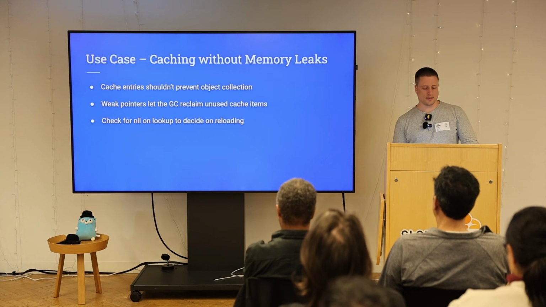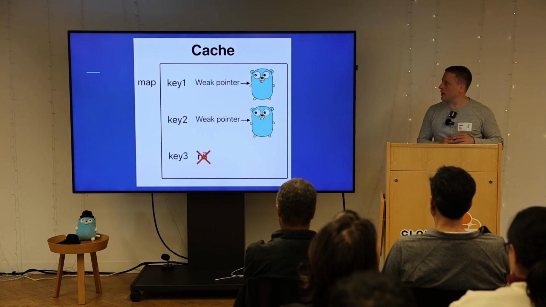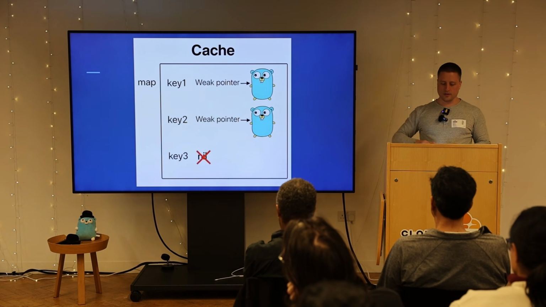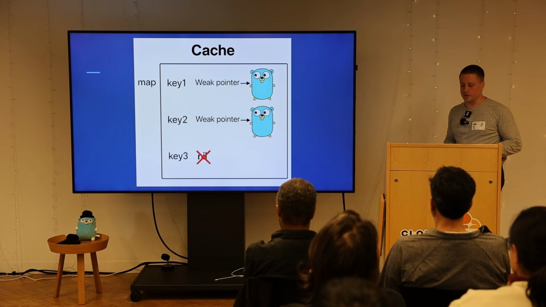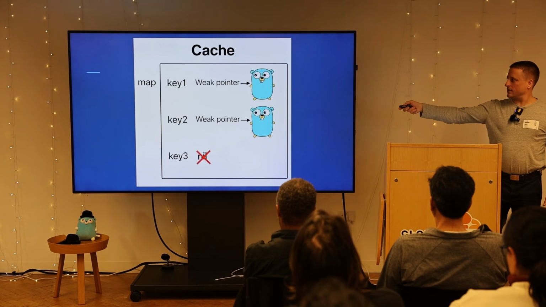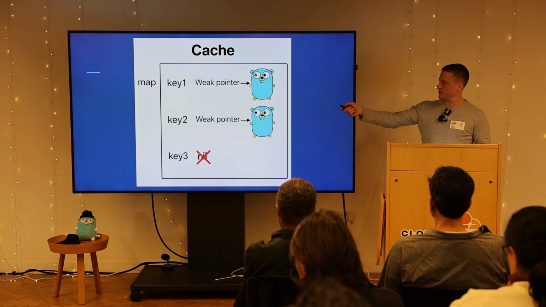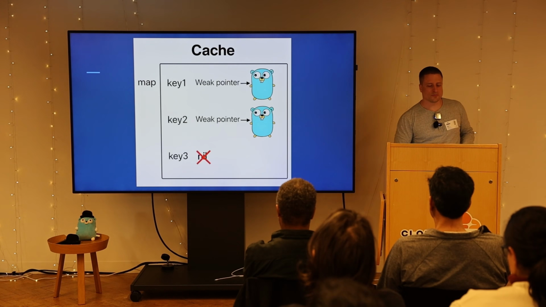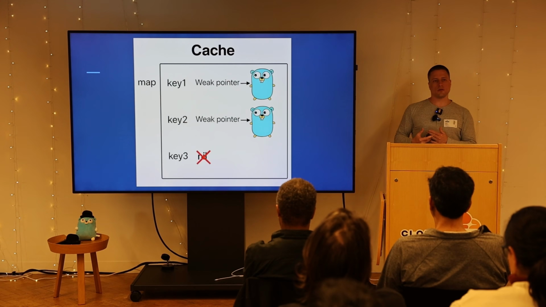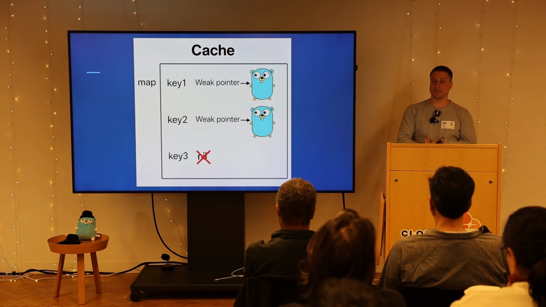So what I mean by that is, if you imagine you've got a cache, this is a map, and we've got string keys here, which are called key 1, key 2, key 3. Each of those points to a weak pointer. It's possible to get a cache hit saying, yes, key 1 is in the cache, and there's a weak pointer in it which points to a picture of a gopher, an object that's in memory. There's also, obviously, it's possible to get a cache miss if the cache key isn't there at all.